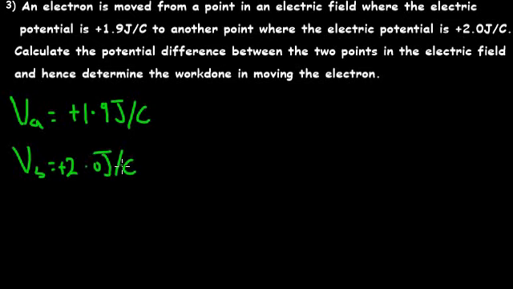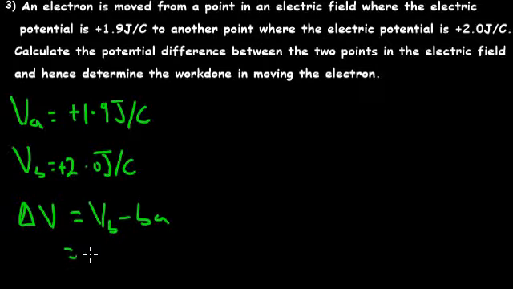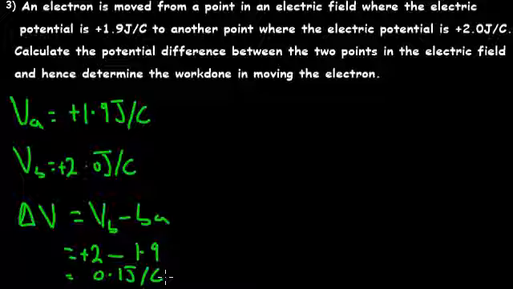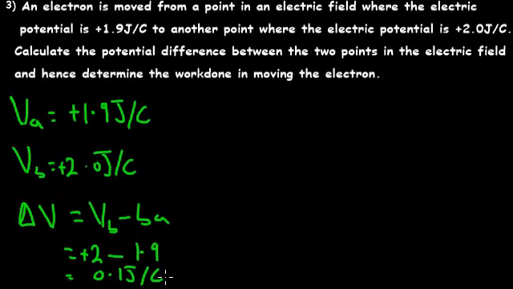So the goal is to determine the electric potential difference. Remember, change in electric potential, which is electric potential difference, is simply VB minus VA. That's going to be 2, since they are both positive, minus 1.9. When we do this, we should have 0.1 joule per coulomb. That's the electric potential difference between point A and point B, where point A has an electric potential of 1.9 and point B has an electric potential of 2.0.